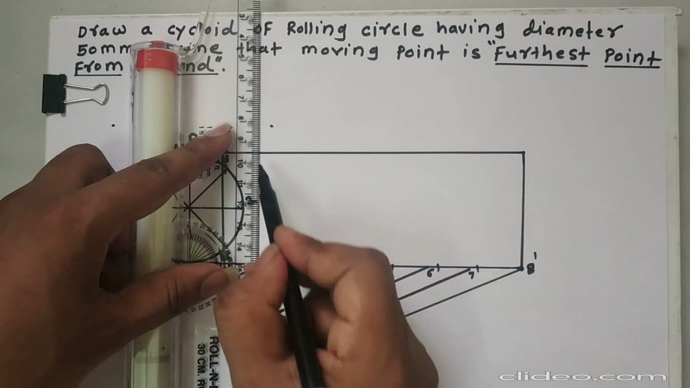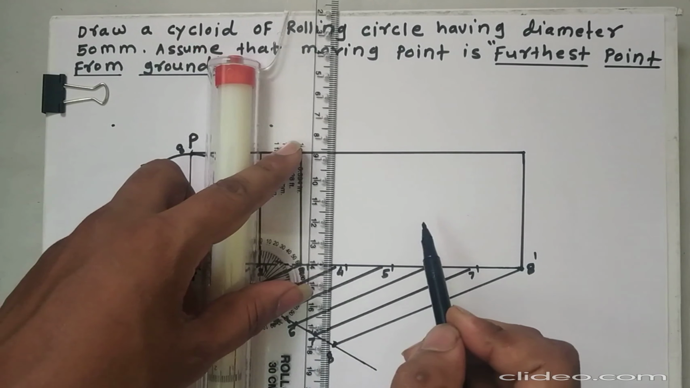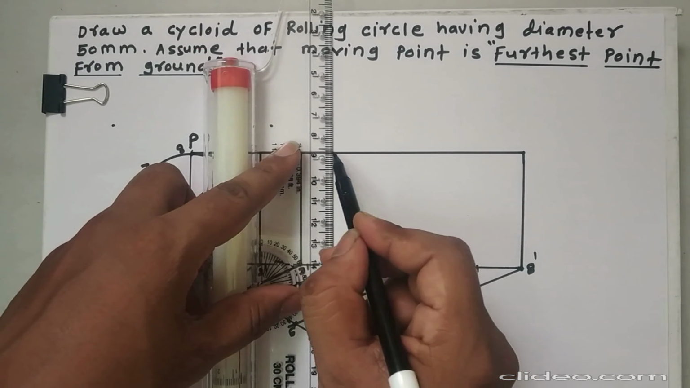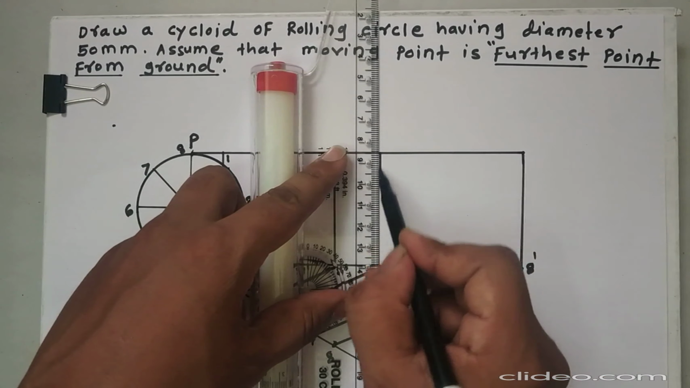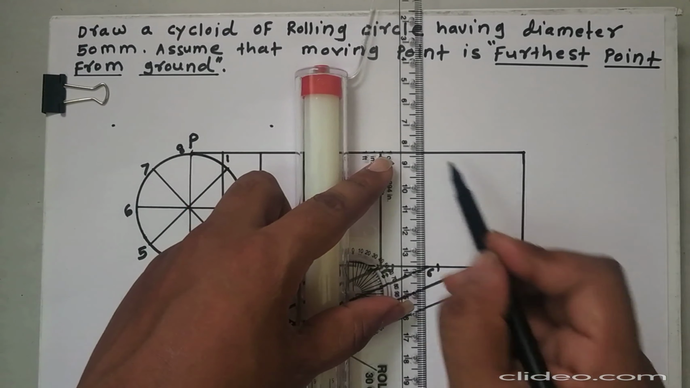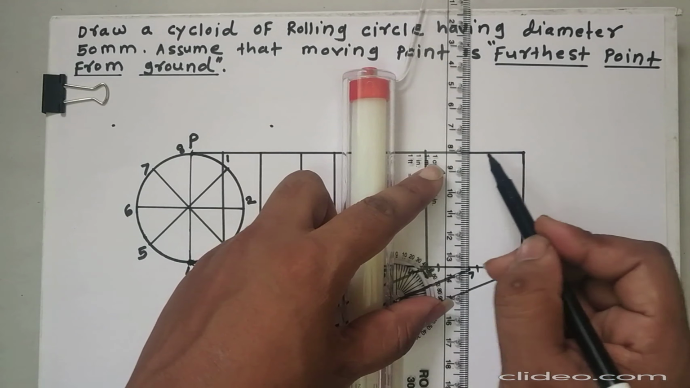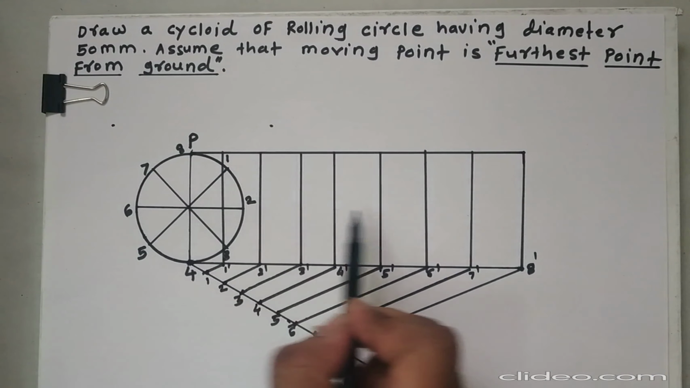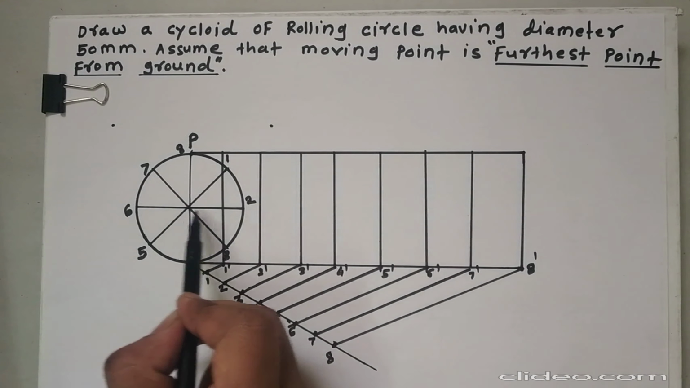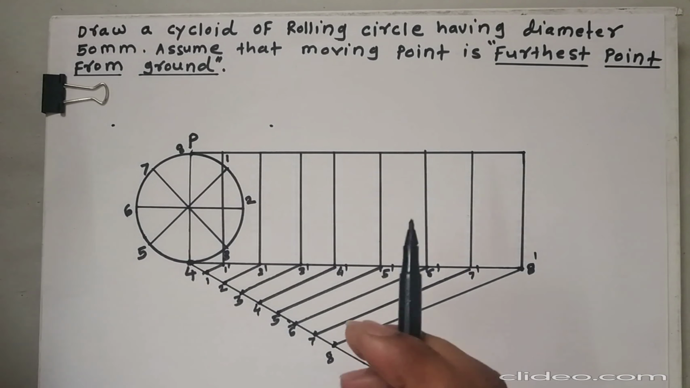From 1 dash, from 2 dash, from 3 dash, from 4 dash, from 5th dash, from 6th dash, and the last one is 7 dash, and this is 8 dash. So these lines are all parallel to each other. That's why I am instructing you to use the roller scale only.